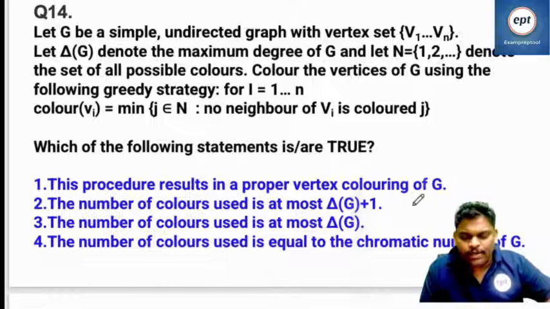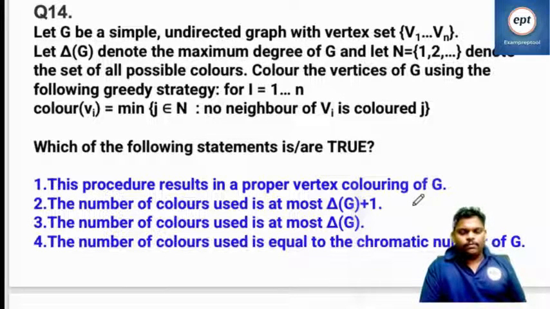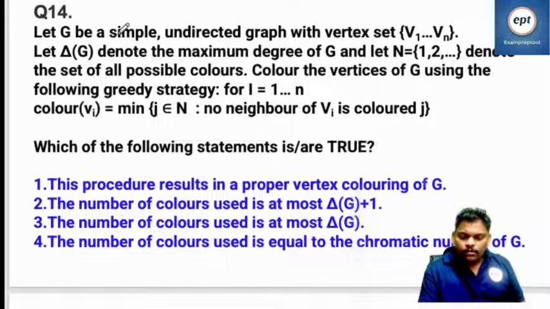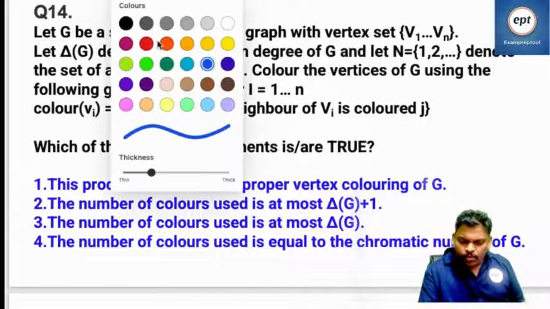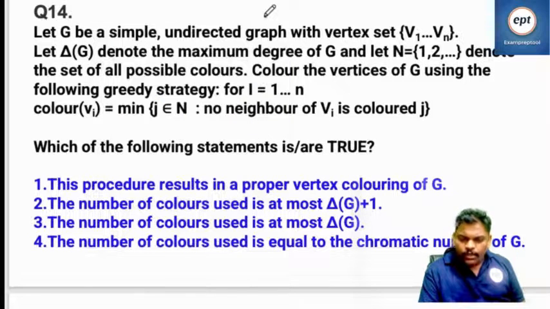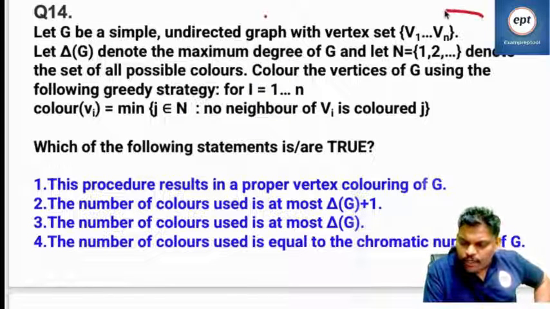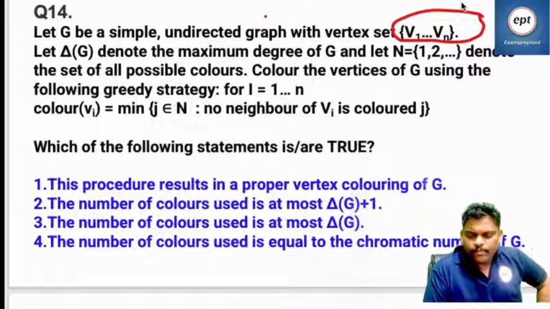So what is the answer for this? If you observe this problem, the graph contains V1 to Vn, so n vertices. Delta of G denotes the maximum degree of G, and let n be 1, 2, and so on.